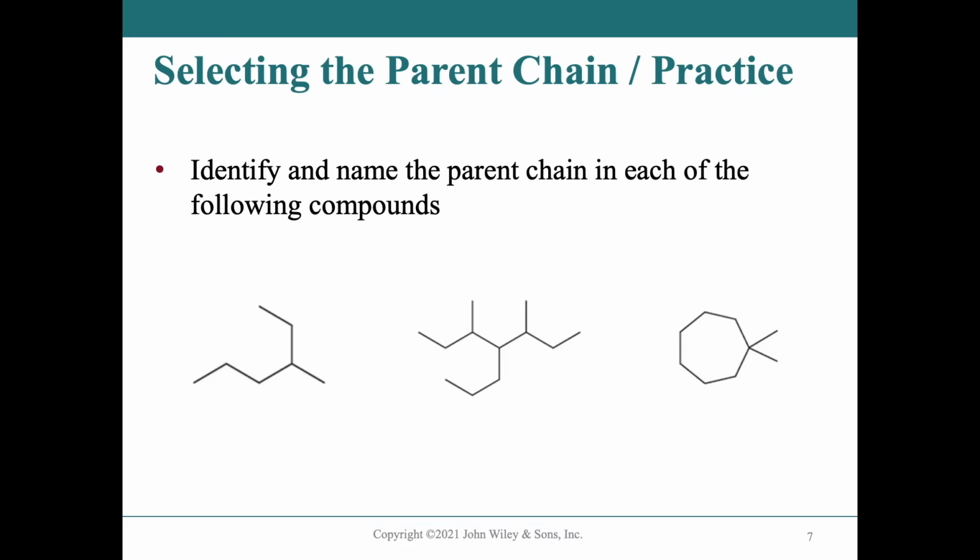So, excuse me, if I do this one here, 1, 2, 3, 4, 5, 6, all right? That's 6 carbons. If I go this way, 1, 2, 3, 4, 5, the longest carbon chain is this one here, right? So that's going to be a hexane.